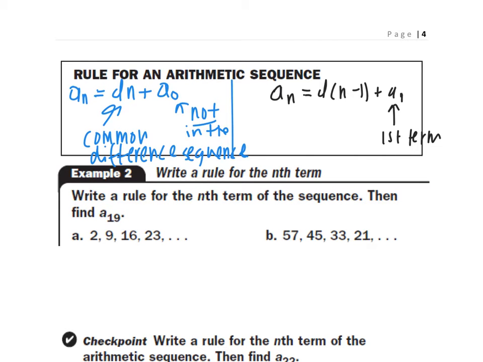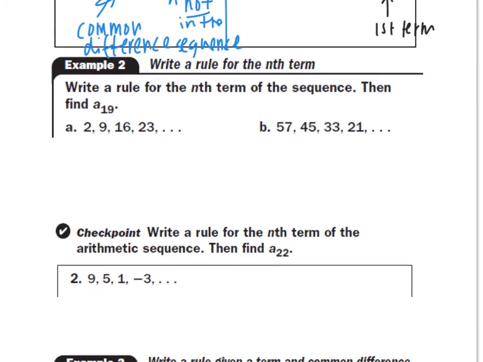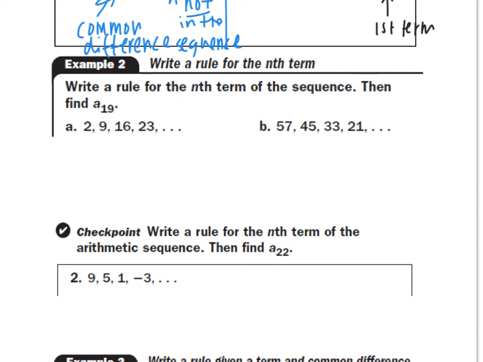All right, let's look at a couple examples. Write a rule just in general terms, and then plug in 19 and find the 19th term. So here we first have to figure out how much we are going up by. From 2 to 9, we're going up 7. 9 plus 7, we do get 16. I'm just checking our pattern, and yep, we're going up by 7. So 7 is the difference.